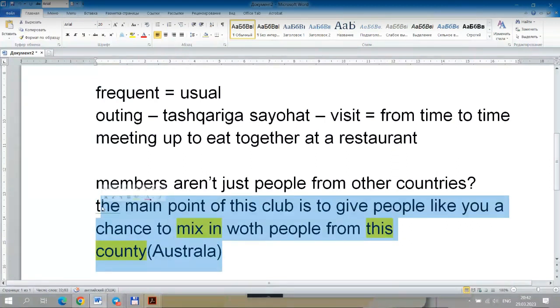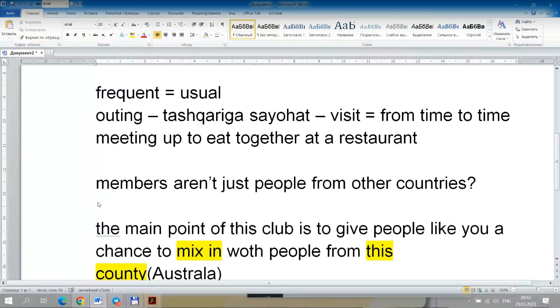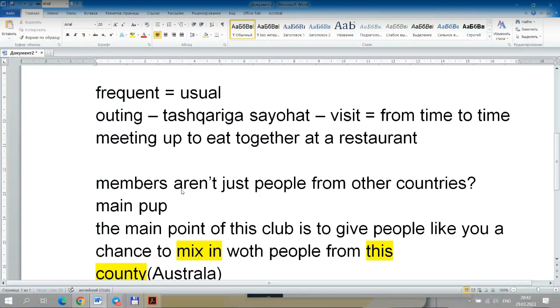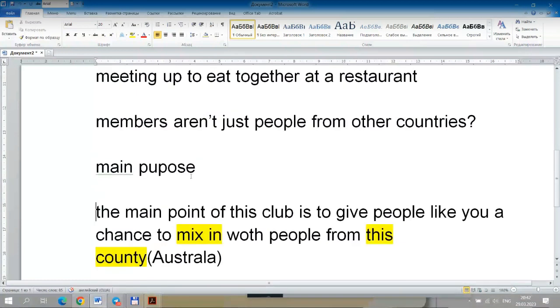Xo'p. Birdaniga o'zi javobni topgan bo'lsalaring kerak. Javobimiz A bo'lyapti. Main point albatta main purpose ga parafraza bo'lyapti. Ya'ni asosiy maqsadi bu chet elliklarni avstraliyalik odamlar bilan uchrashtirish, birga do'stlashib ketish ma'nosida kelyapti.